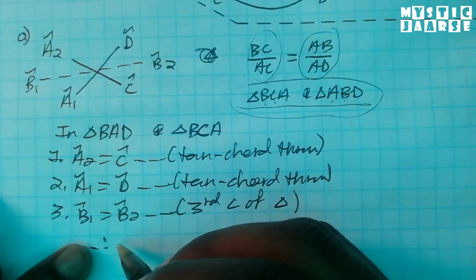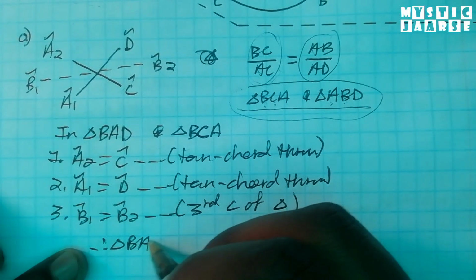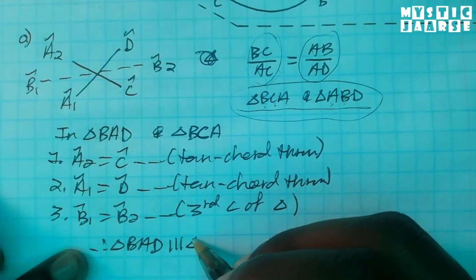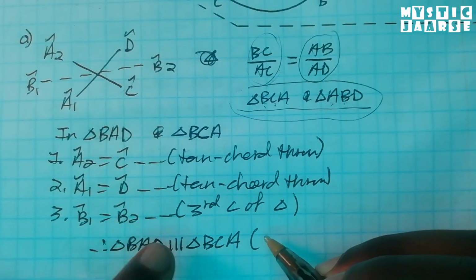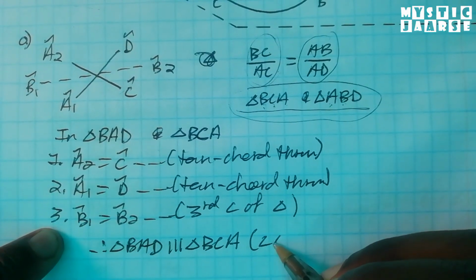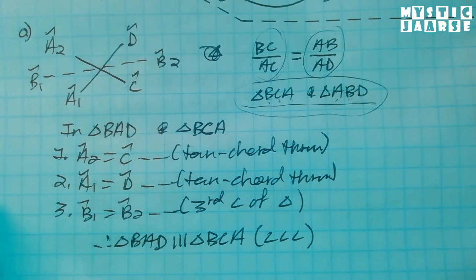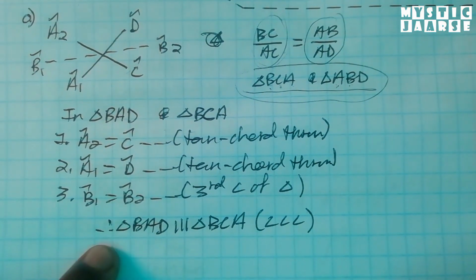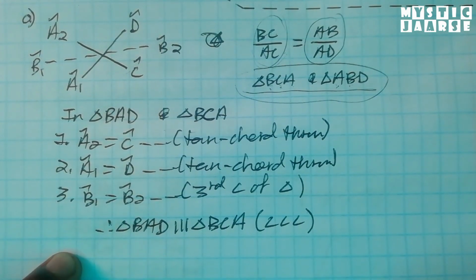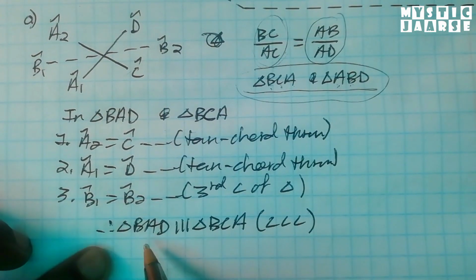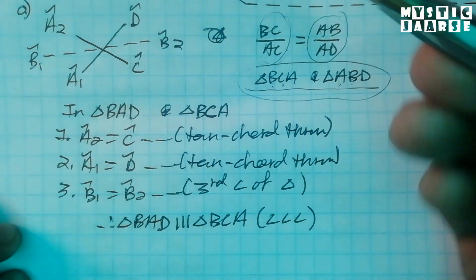Therefore, we have proved that triangle BAD is similar to triangle BCA, because we have proven that three corresponding angles of each triangle are equal to the other triangle. Now this is the correct sequence of letters to represent our triangles. So from this, we can now take out all the corresponding sides like we usually do.